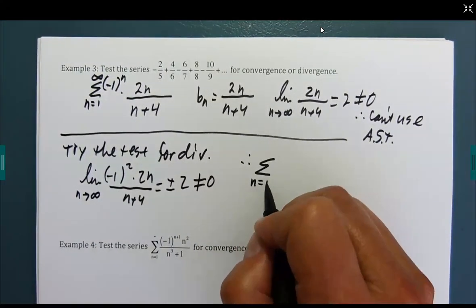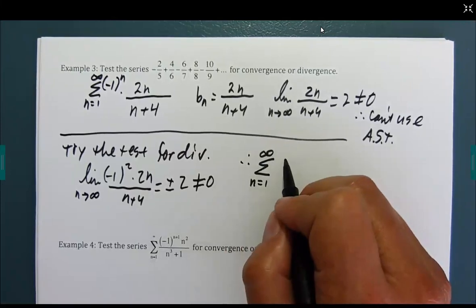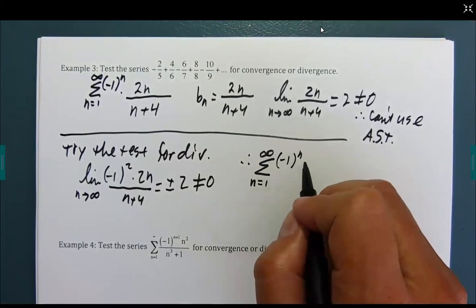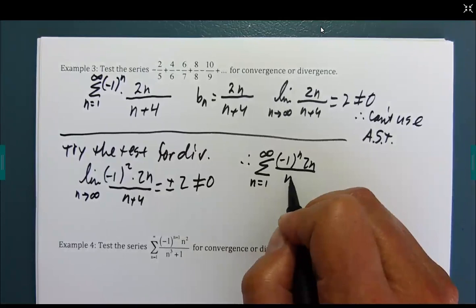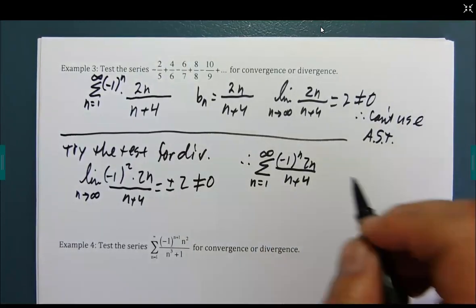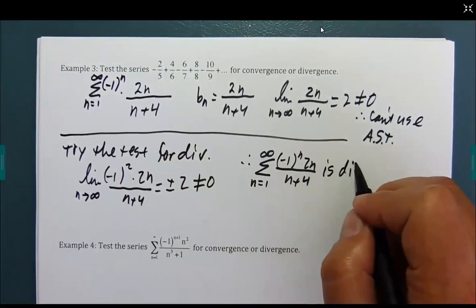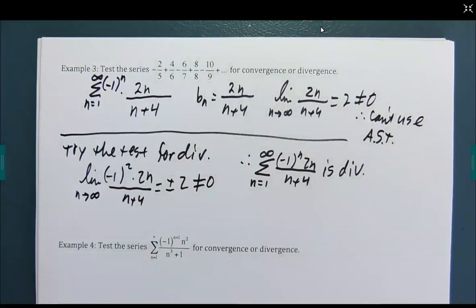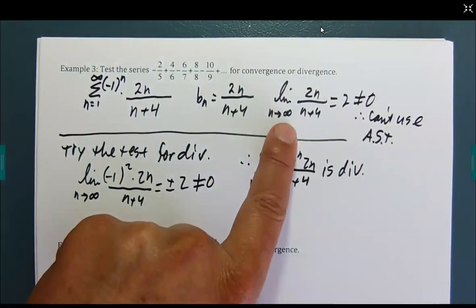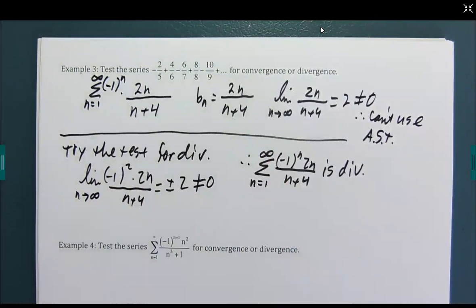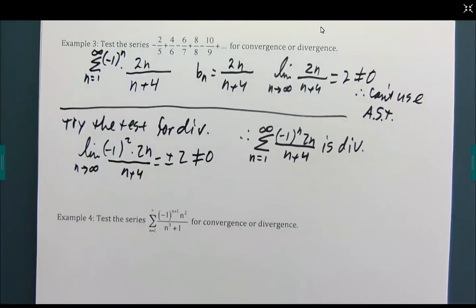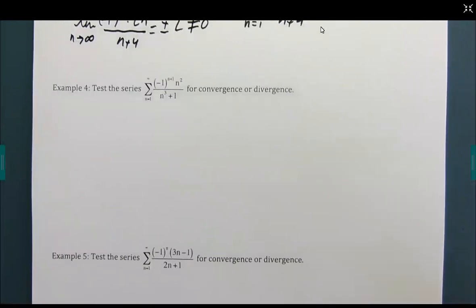Therefore, we know it is divergent. So again, one of the axioms wasn't met, so we couldn't use the alternating series test. So we switched to another test. All right, let's try example 4.